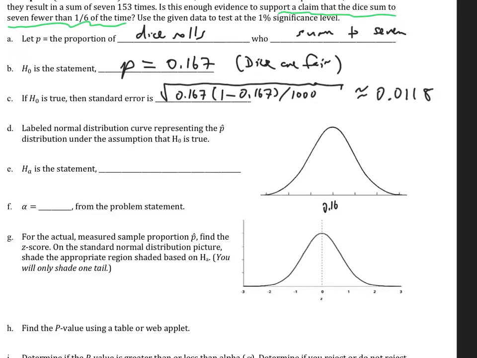So the center would be 0.167 because that's what the null hypothesis says. So that's where that center comes from. And then every tick mark is coming from the standard error. And so if I round this to 0.012, just to make my labeling easier, if I add 0.012, I'll get 0.179 for one tick mark. And then for the second tick mark, I'll get 0.191.